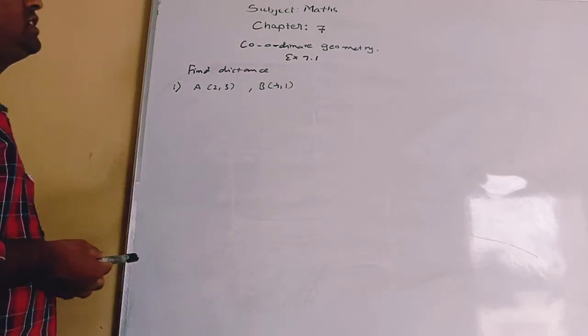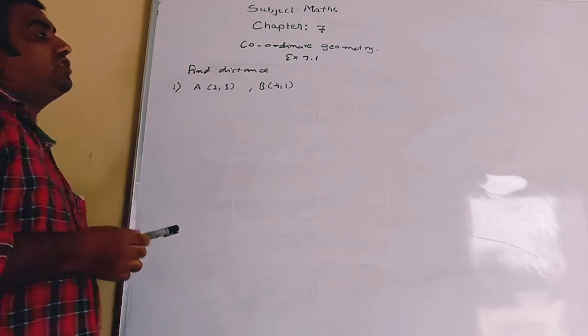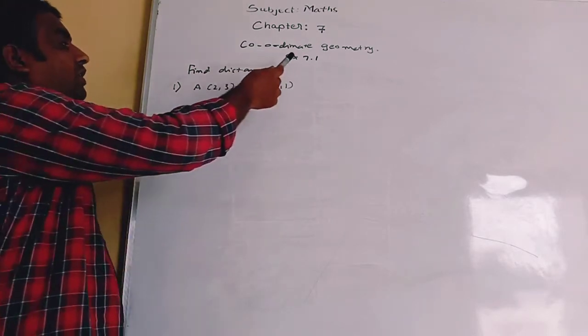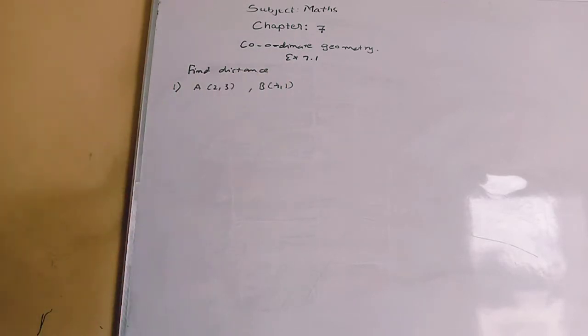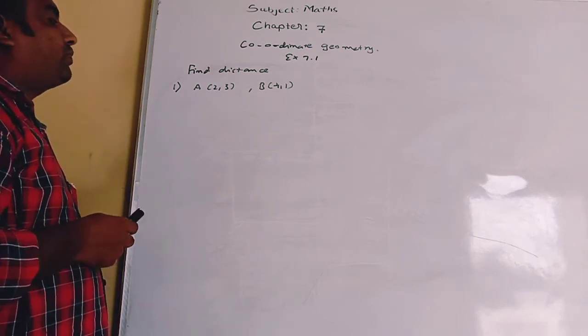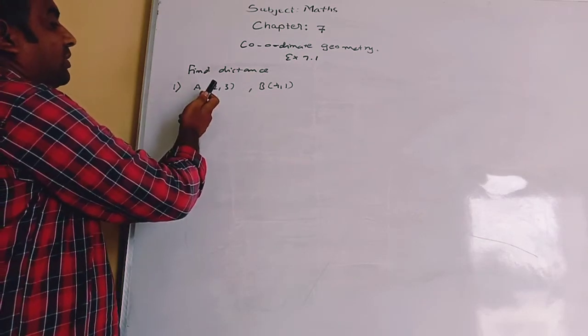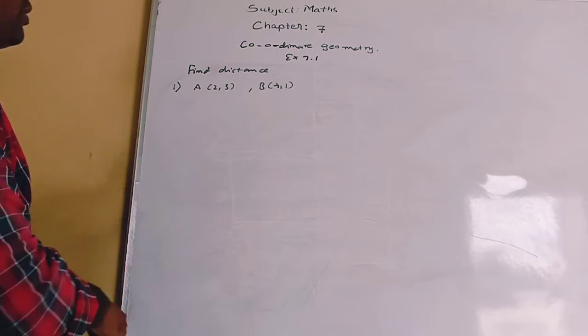Hello friends, today in Math Chapter 7 Coordinate Geometry we will see exercise 7.1. First question: given that, find the distance between 2 points. In the first question, the first one is given A (2, 3) and B (4, 1).